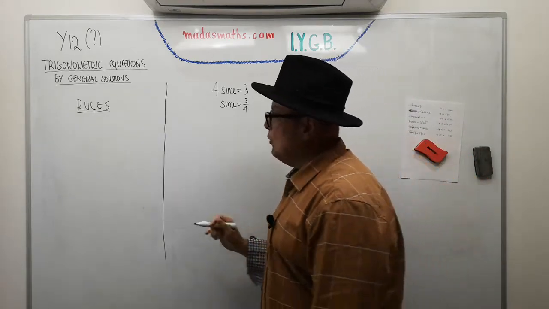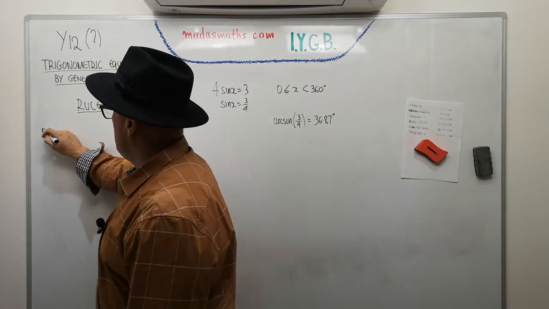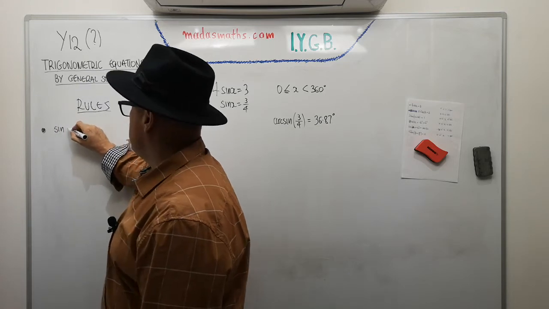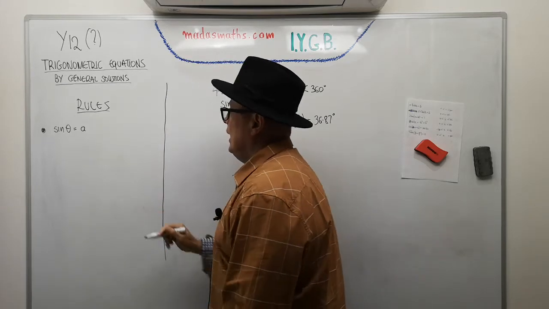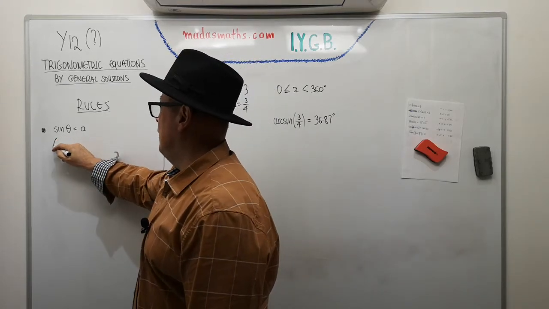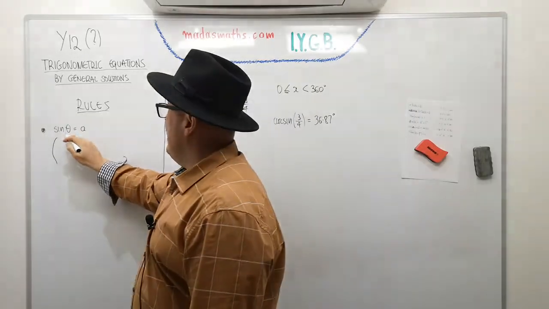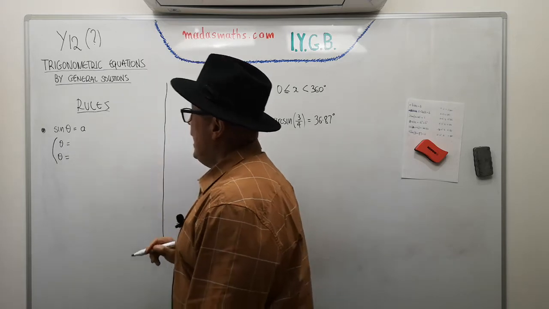So what do I do? Let me write the first rule down before I actually solve it. I'm going to bullet point it. So the rule says the equation, the sine of theta is equal to some number a, has 2 possibilities. I put it like a loop, like a curly bracket if you want there.